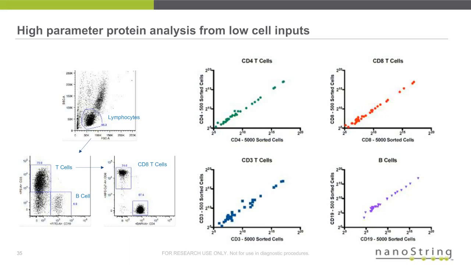So each one of these spots is the normalized digital counts for one of the 30 proteins in our assay. So we sort either 5,000 cells or 500 cells, and what we see is we get a very high correlation. And what this tells us is that the assay is clearly sensitive down to 500 cells for protein analysis specifically. And we repeat this with CD4, CD8, CD3, and the CD19 positive B cells. So very reproducible, very sensitive for very small numbers of cells. And again, this is looking at those 30 protein markers alone.